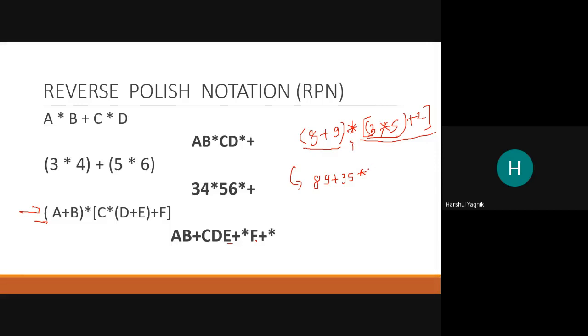Then that result would be added with 2. So operand first and then operator. And that result would be multiplied with the previous parenthesis. So this is the answer. 8, 9 plus 3, 5 multiplication, 2 plus multiplication. Almost all the students have given correct answer.